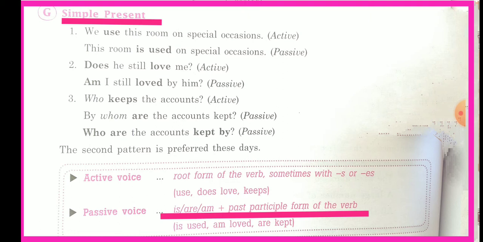Now it will change into subject, and as it is a direct transitive verb, meaning having two objects, we will select the first one, like this room is used. Now first form is changed into is, am, are plus third form. The room is singular, so here we will use is. This room is used on special occasions.